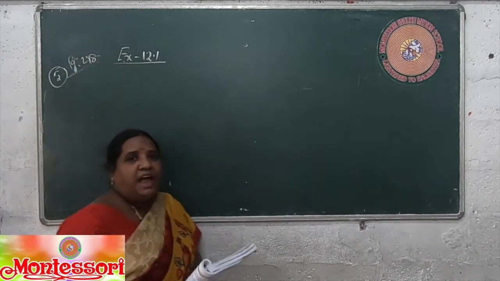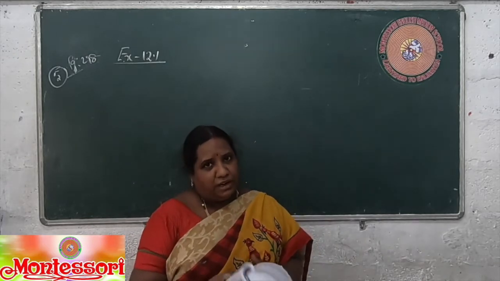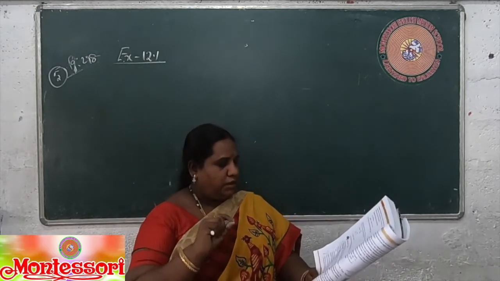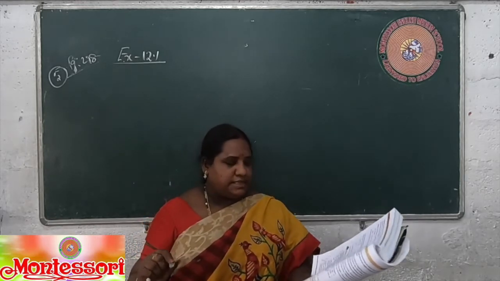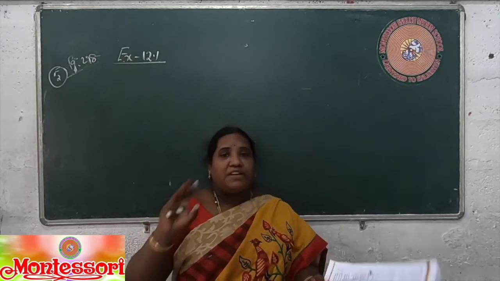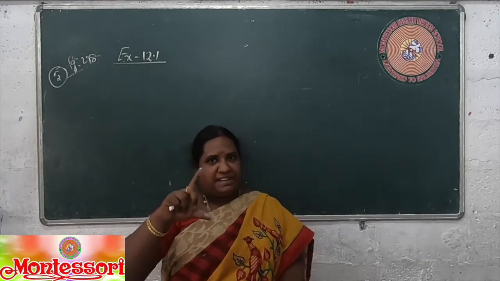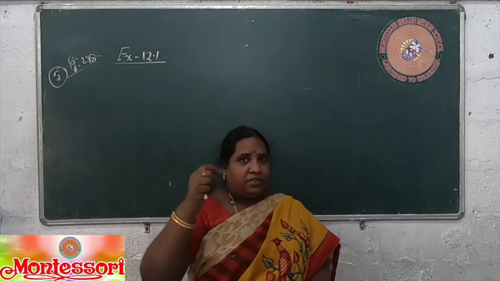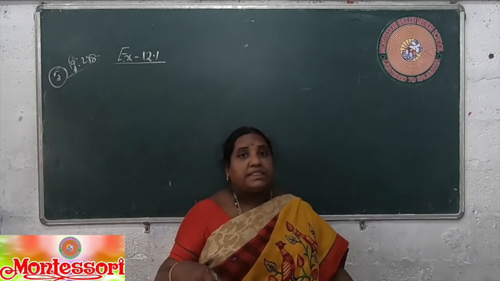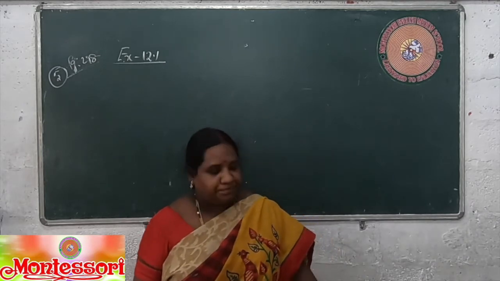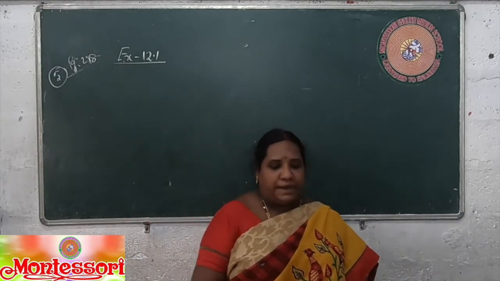See children, I already told you to go through the sum very carefully before doing the sum. You want to erect a pole of height 10 meters with the support of 3 ropes. So we have to tie 3 ropes. Each rope has to make an angle of 30 degrees with the pole. What should be the total height of the rope required?